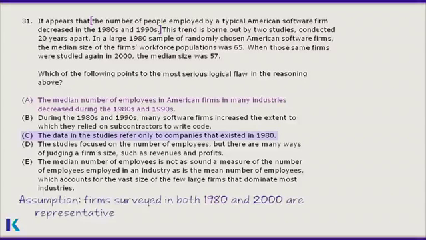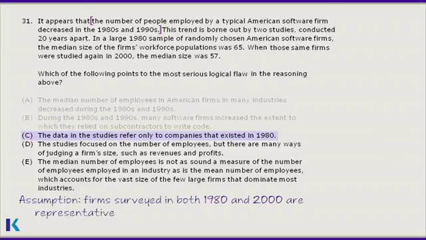A's focus on many industries is outside the scope of the argument. The stimulus is concerned only with the number of people employed by a typical American software firm. B gives a plausible explanation of why the median size of firms is decreasing, but it fails to describe a flaw in the argument, so it's not the right choice here.